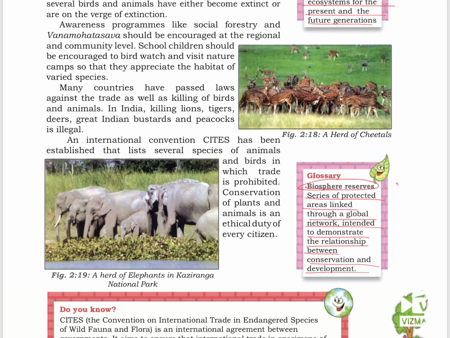These meanings are very important, guys. In the NCERT books, especially the meanings or the glossary in the boxes are really very important. You can just pick it up and put it in your answers.